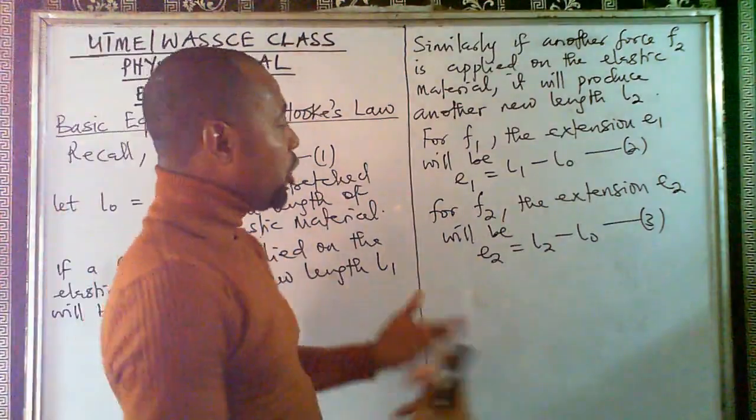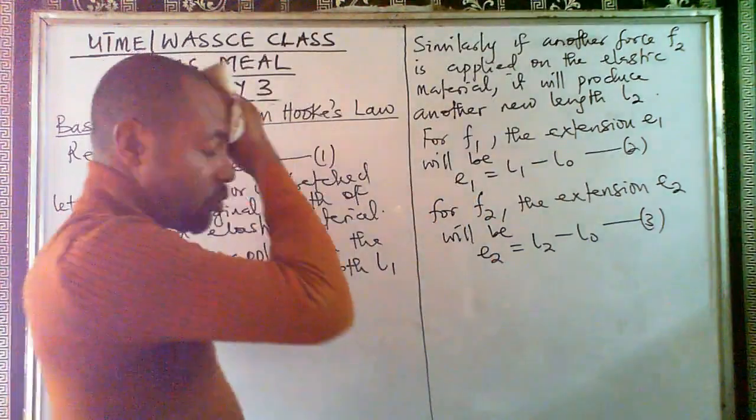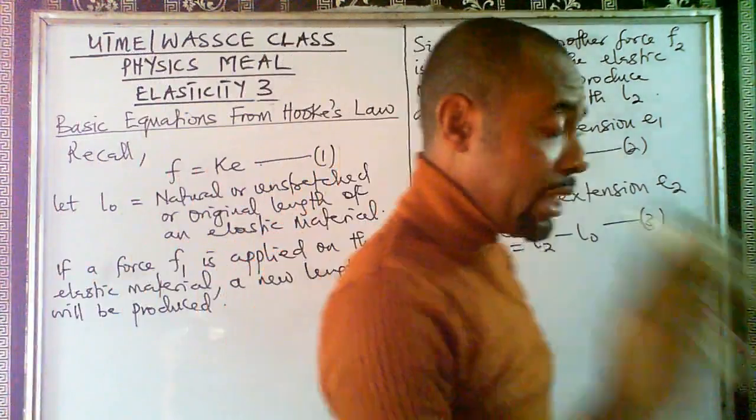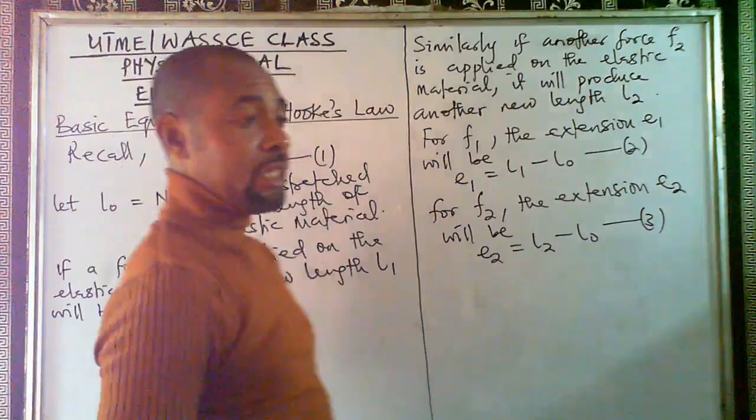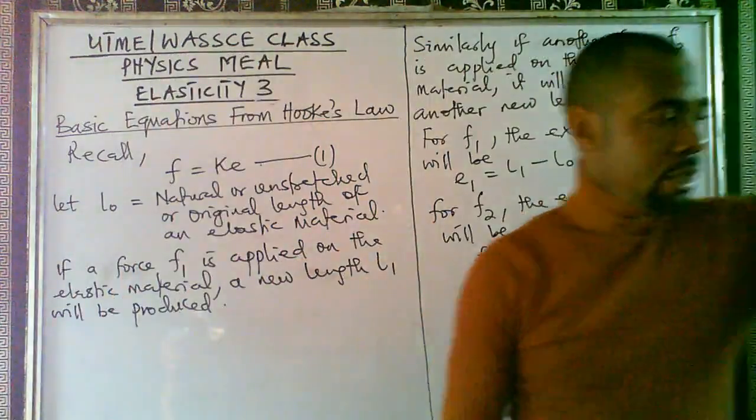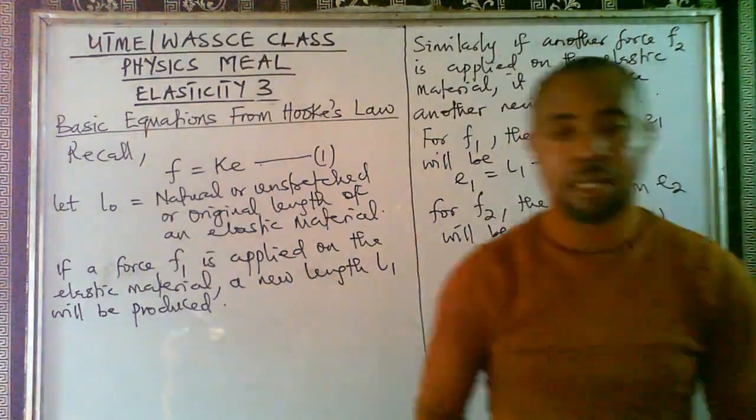Now what did we say about Hooke's law? That F is equal to what? F is equal to KE. F is KE. Very beautiful. Don't forget that. F is KE. Let's drop this. F is KE.